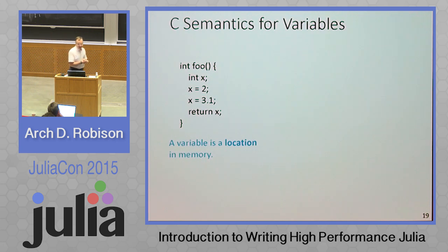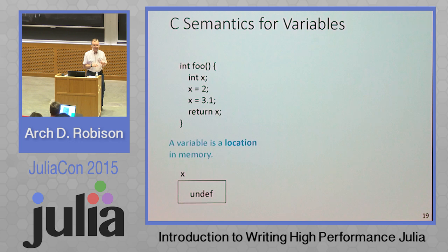So let's go through quickly the C semantics for variables. In C, I write a function like foo here, and I declare some variable x as an int. That says x is a location in memory. Initially the location has some undefined value in it. And woe unto you who assume it has a usable bit value, because LLVM and Clang are teaching people that an uninitialized location is not just random bits. It's way worse than that.